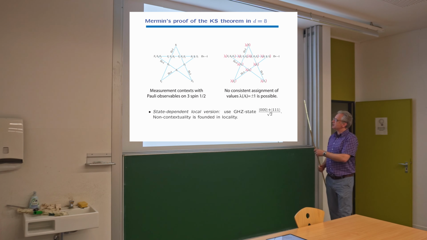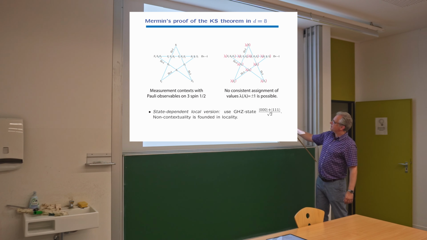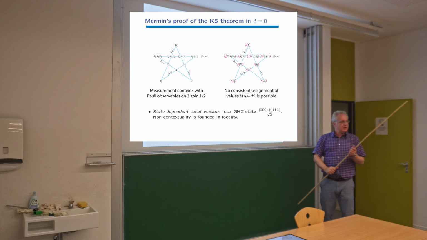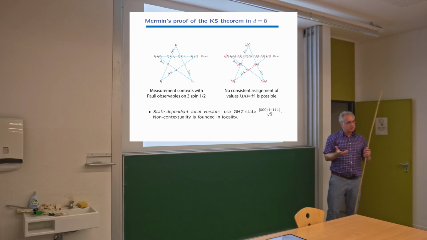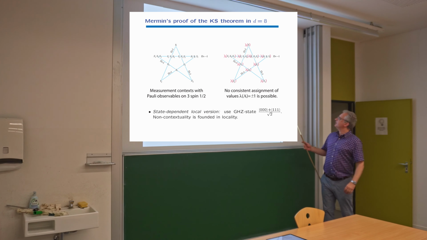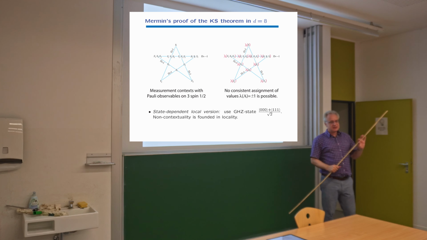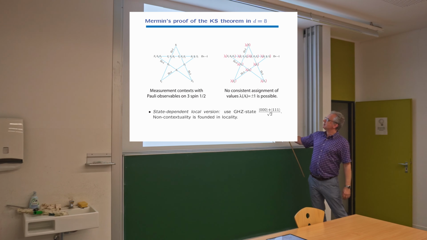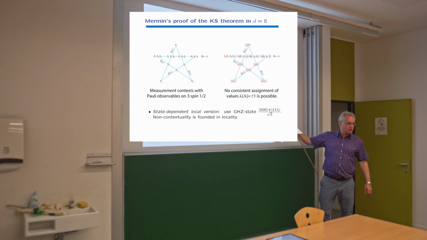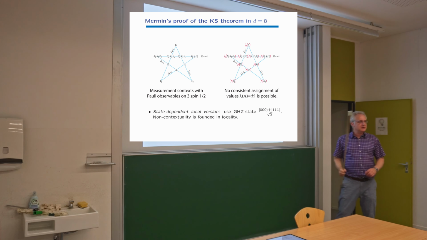Under the assumption that this value assignment exists, one way of figuring out what this product is leads to value +1, and the other way of evaluating this product leads to value -1. So that's inconsistent, and therefore the assumption that the hidden variable model assignment exists must be wrong. So that's the Mermin's proof for the star.